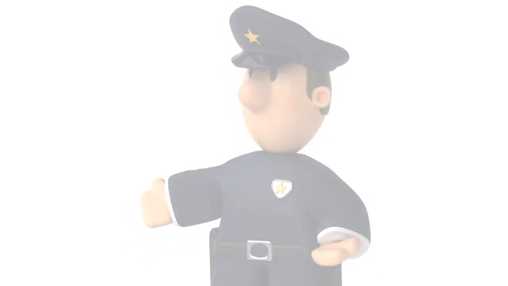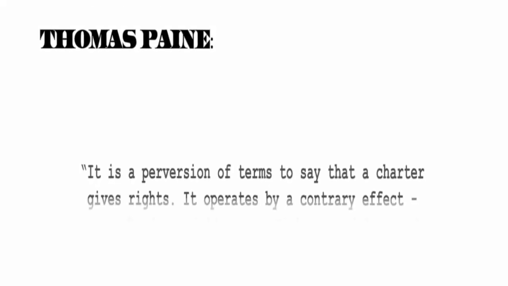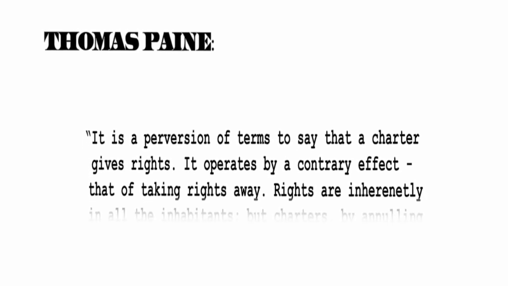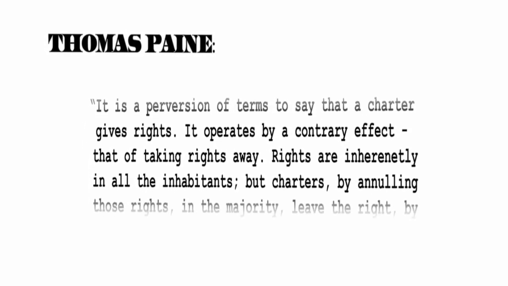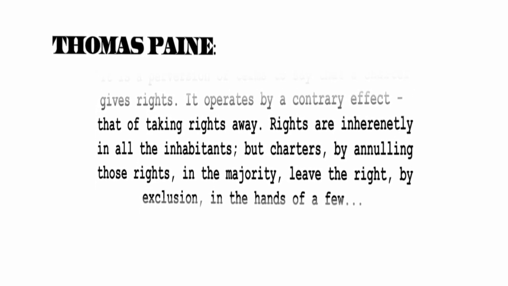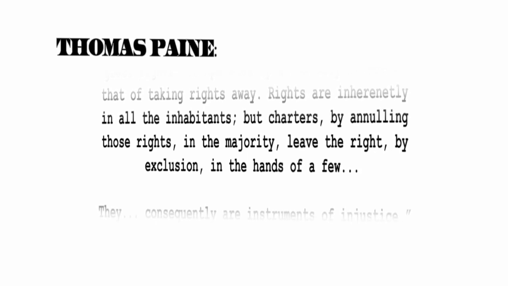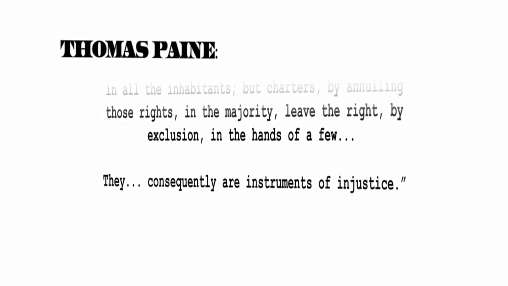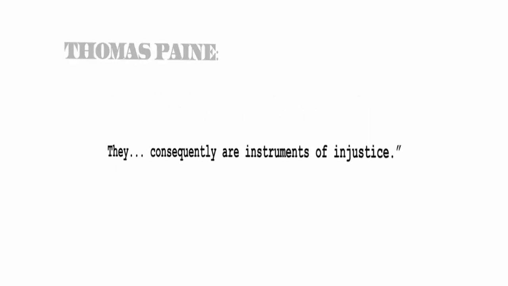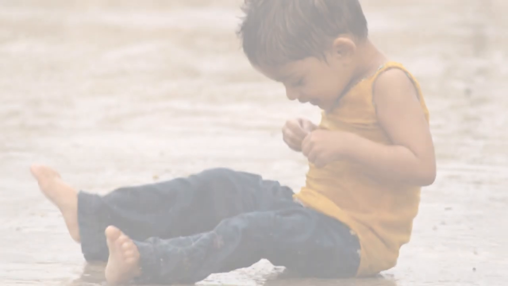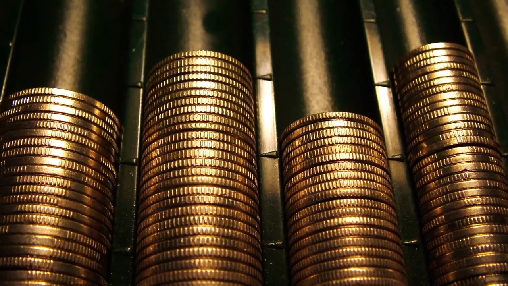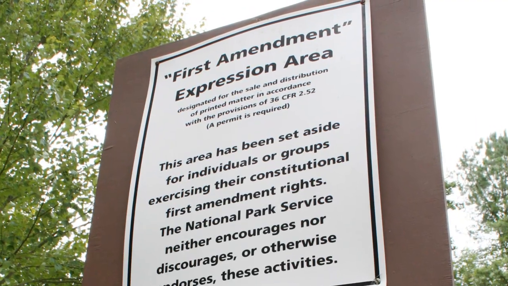In essence, this means that you should not be murdered, enslaved, or robbed by anyone else, including by agents of the government. American revolutionary Thomas Paine elaborated on Locke's ideas. In his 1791 book, The Rights of Man, Paine wrote, "It is a perversion of terms to say that a charter gives rights. It operates by a contrary effect, that of taking rights away. Rights are inherently in all the inhabitants, but charters, by annulling those rights in the majority, leave the right by exclusion in the hands of a few. They consequently are instruments of injustice." In other words, rights to life, liberty, and property don't come from governments or pieces of paper, but from being human.